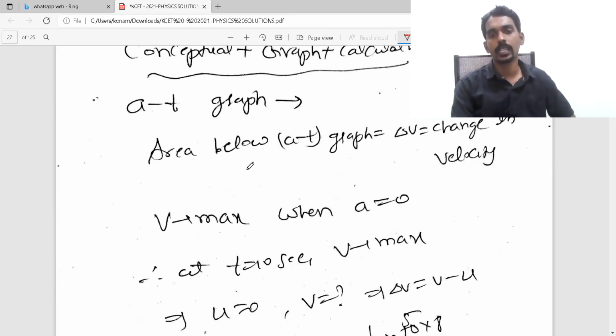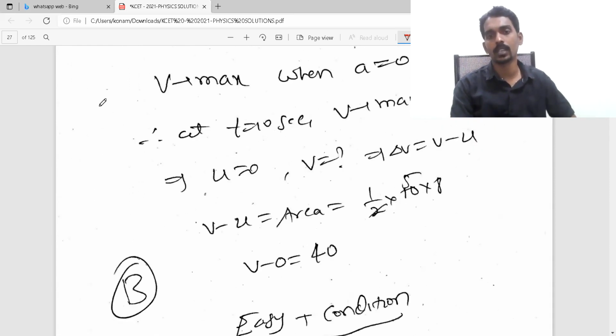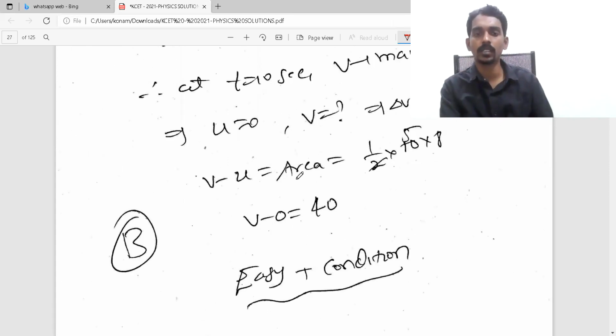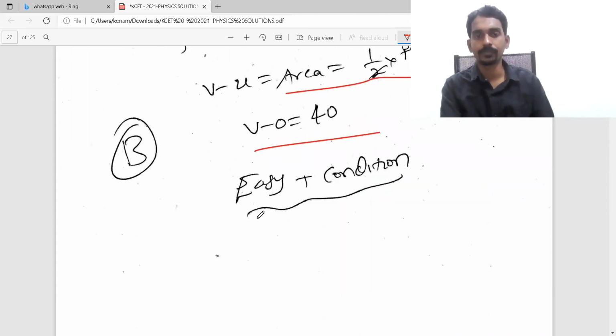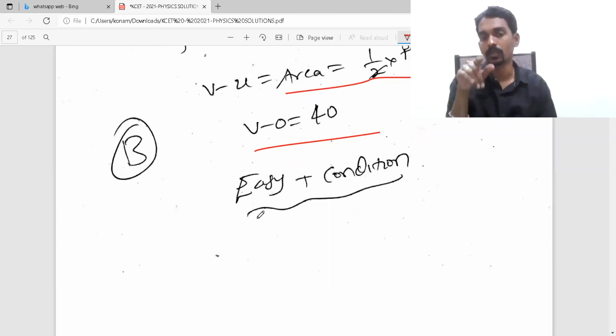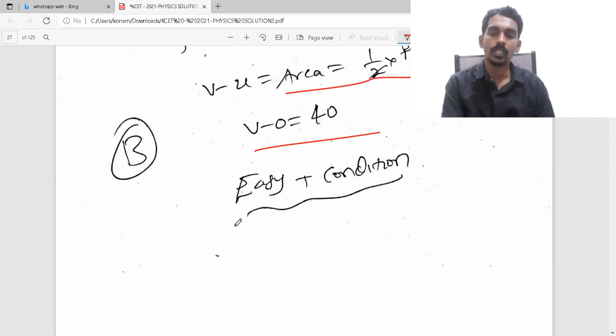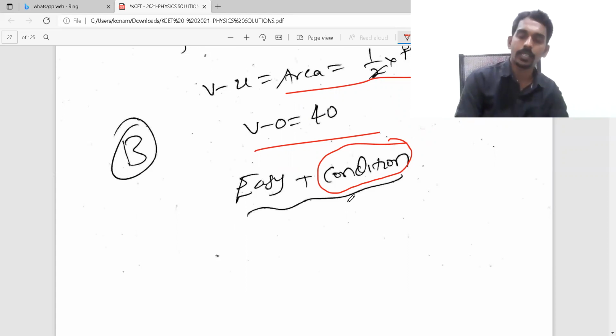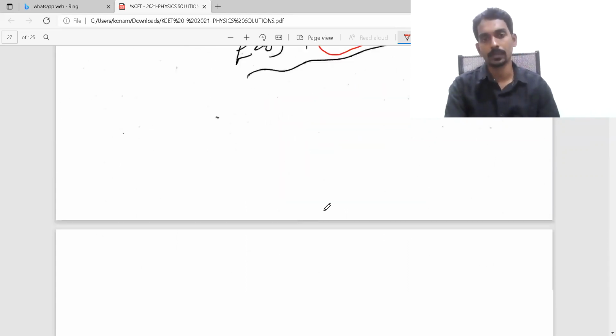So here I have given the AT graph. The area below is delta V, the change in velocity. V becomes maximum when a is 0, so at t equal to 10 seconds, V is maximum. I have taken V minus U and equated it to the area, and then we got the velocity value. So you need to understand the concept, understand the graph, calculate, and then do it. Here the condition is important: when the velocity becomes maximum. Many times they will give questions based on conditions which you have studied while understanding the concept.